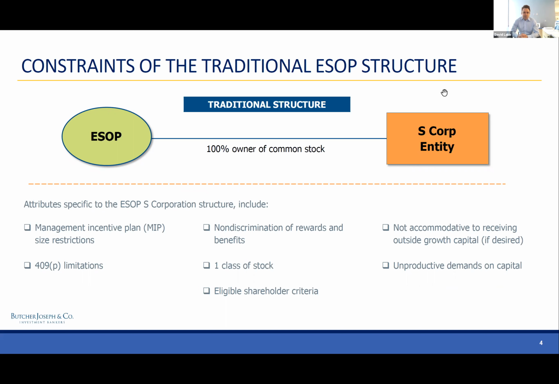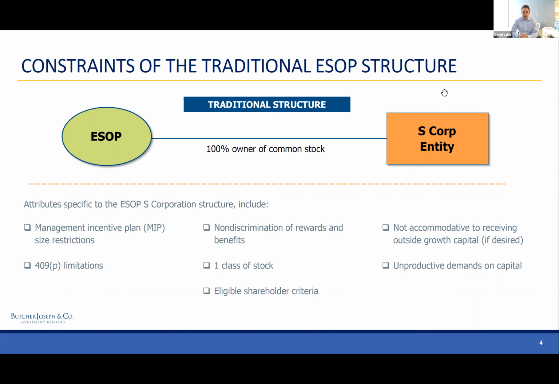And some of these, one class of stock, I'll tick through some of these. Eligible shareholder criteria, not accommodative to receiving outside capital. Those, the ESOP or no ESOP, those are S corp limitations. So, if you're not in an ESOP structure, you've got to contend with that. And you might be thinking, well, why would we ever want to have more than one class of stock? Well, if you're thinking about bringing in an outside investor, a lot of times those folks will want to invest through a different entity or have a different sort of equity, a different security, et cetera. So that can be limiting. And obviously this structure is not overly conducive to those alternate structures.